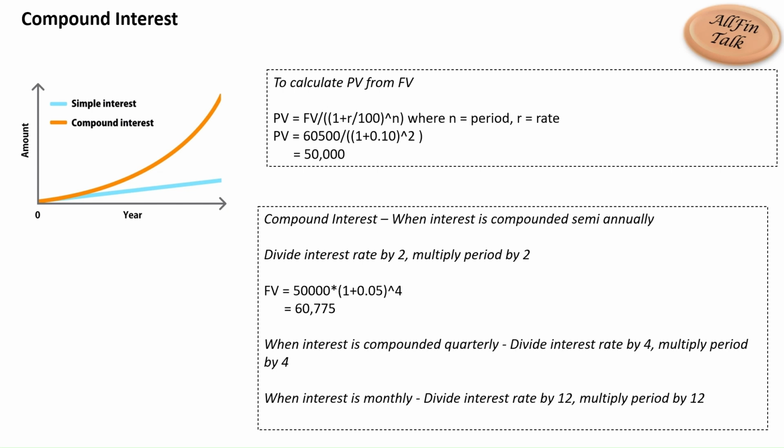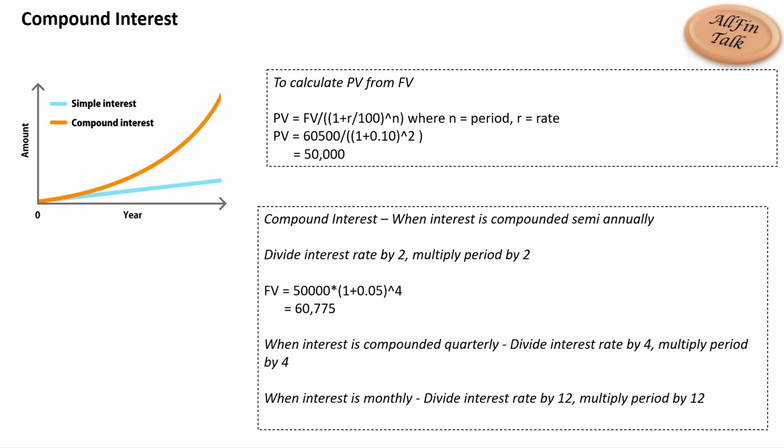You may also be asked to calculate the compound interest semi-annually. So, unless provided, the compound interest is always assumed to be calculated annually. But in cases where compound interest is calculated semi-annually, you divide the interest rate by 2 and multiply the period by 2. So, in this case, future value is calculated by multiplying the present value, which is 50,000, into 1 plus R. Now the original R was 10%, but we have divided it by 2. So when the interest is compounded semi-annually, the rate becomes 5% and not 10%, to the power 4.